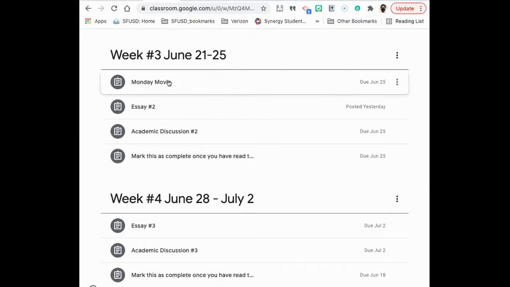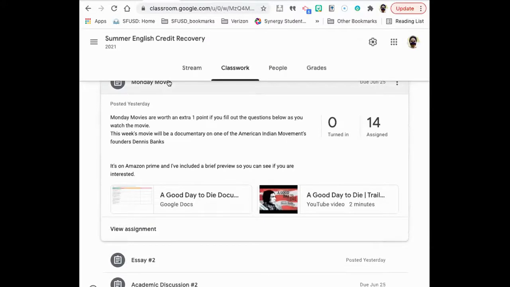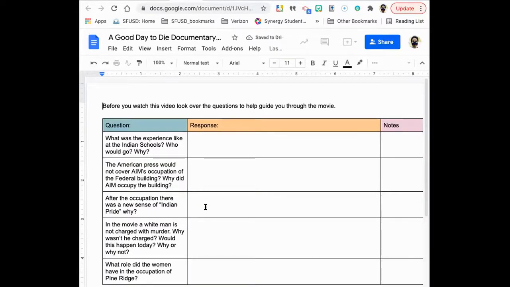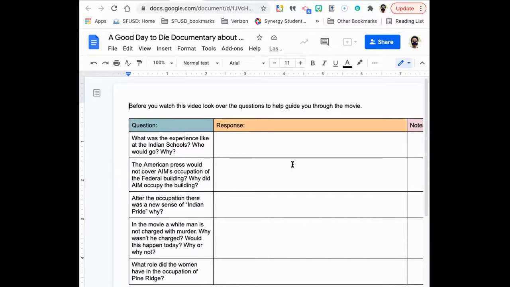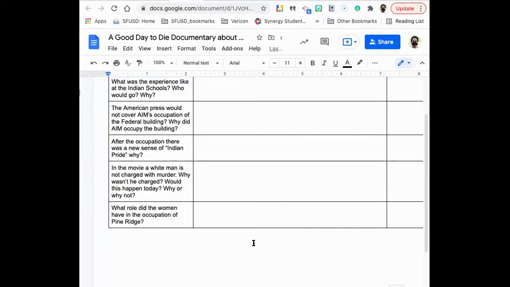We will watch the documentaries on Monday, and it's an opportunity to earn an extra point. The first one is a movie about Dennis Banks, who was the leader or one of the founders of the American Indian Movement. And you'll have a guide to fill out as you watch it. So if you come in on Monday, you're caught up on all your work, you want to relax, watch a documentary, and learn something that goes along with the themes in all of your books that you're reading, this will get you an extra point. And your points are what add up to your grades.